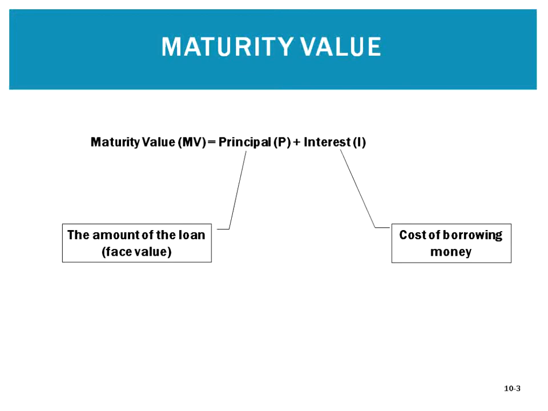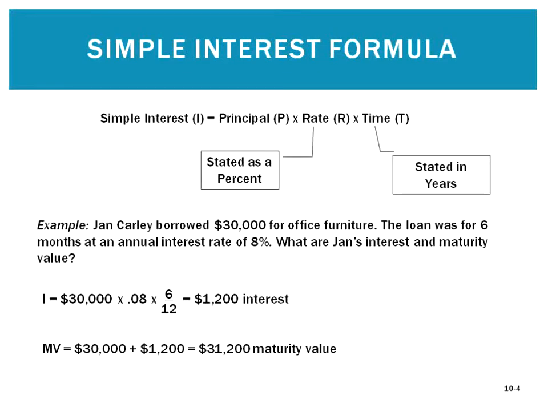So maturity value is what you end up paying in total, your principal plus your interest. Okay, so remember these words. Maturity value is equal to the total of interest and principal. Your principal is the total amount that you borrowed right at the beginning, or the original amount that you owe. And the interest, of course, is the cost of borrowing the money. So let's see what this looks like.